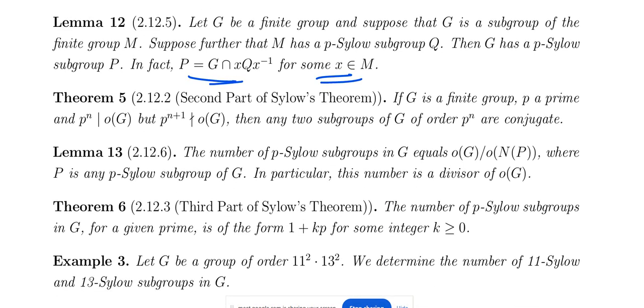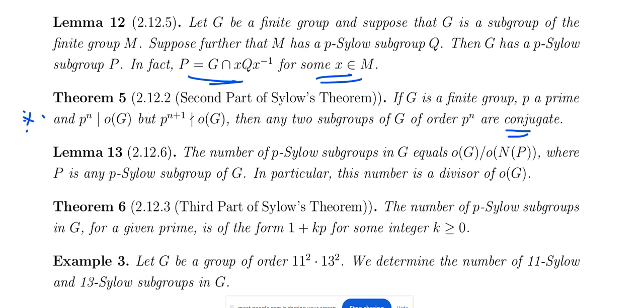This is the second part of Sylow's theorem. G is a finite group, P a prime, P power n divides the order of G, and P power n plus 1 doesn't divide the order of G. Then any two subgroups of G of order P power n are conjugate. It's also a very important result.